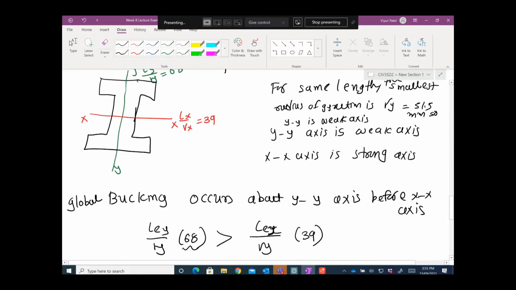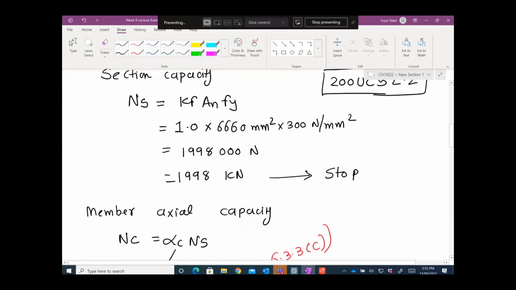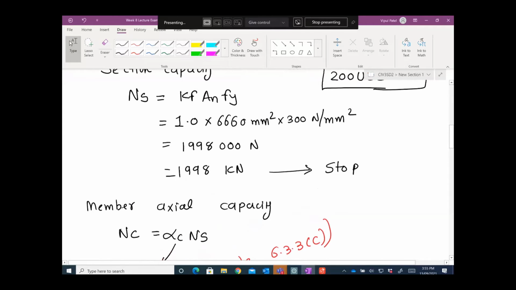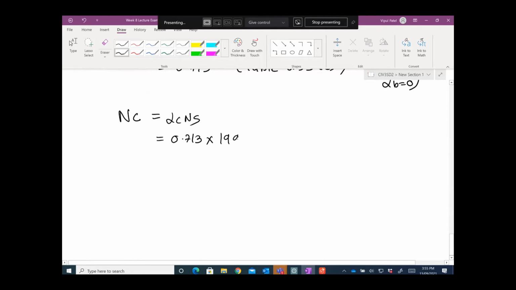He said 30% capacity is gone, boom, in the air, because you have a long column, because you have instability. And Ns we calculated 1998. So you have 1998 kilonewtons. Multiplication gives you 1998 times 0.715. You have about 1425 kilonewtons.